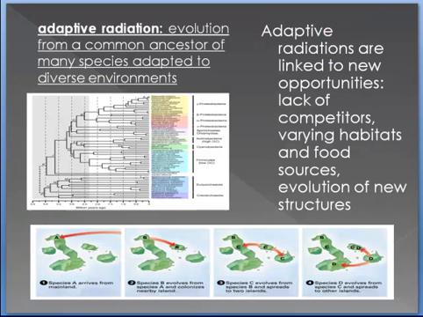Adaptive radiation is evolution from a common ancestor of many species that have adapted to diverse environments. Adaptive radiation can also be caused by new opportunities, such as the lack of competitors, varying habitats and food sources, as well as the evolution of new structures. And again, don't forget, that's when a variety of creatures all stem from one common ancestor.